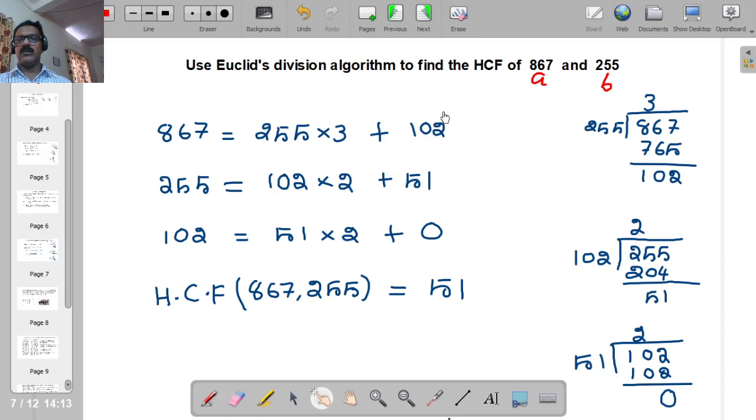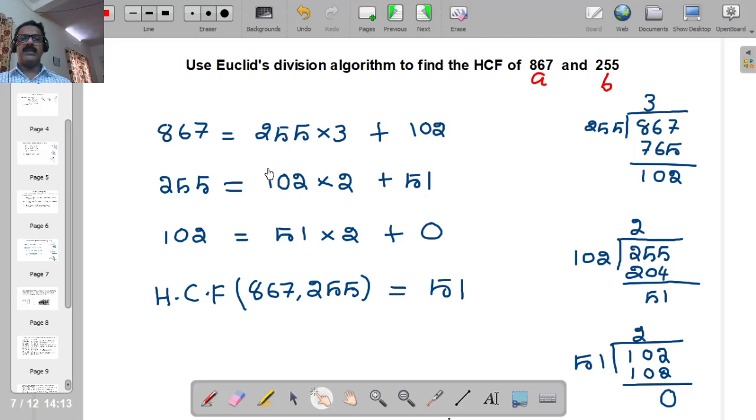See here, 102 is the remainder, it is not 0. Now 255 will become the dividend and 102 will become the divisor. So we will divide 255 by 102. The quotient is 2 and the remainder is 51. So 255 is equal to 102 times 2 plus 51. Here also the remainder, 51, is not 0. So we will continue the division process.